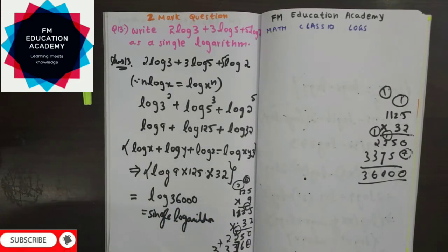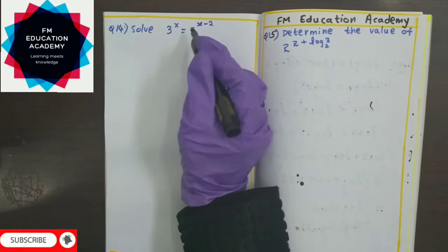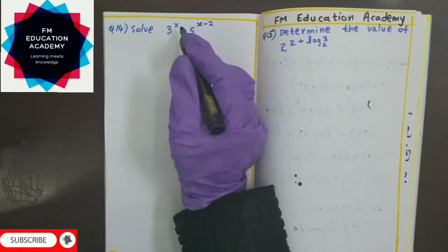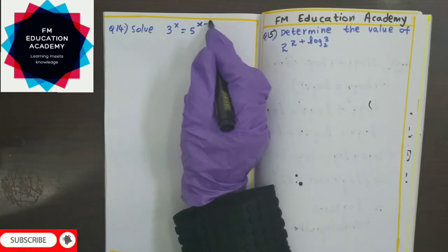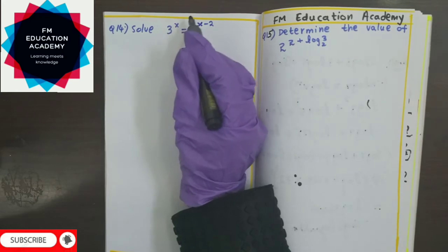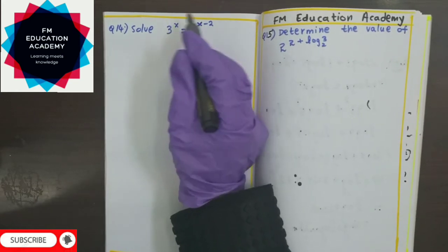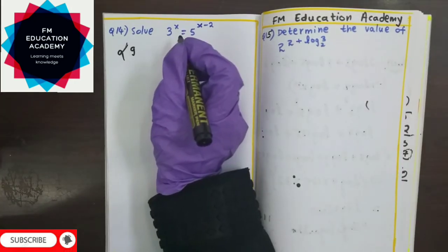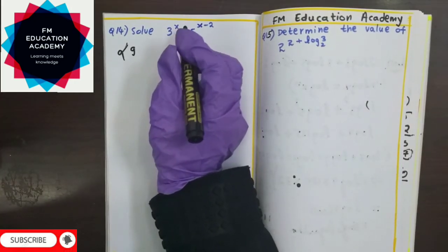Now let us move to the next question. Solve 3 power x is equal to 5 power x minus 2. So observe here 3 power x and 5 power x minus 2. This is given. If we observe, this is the form of exponential form a power x. So we need to convert this exponential form a power x into logarithmic form. Write this as a power x. A power x is x log a.